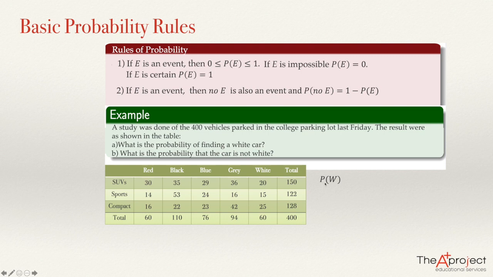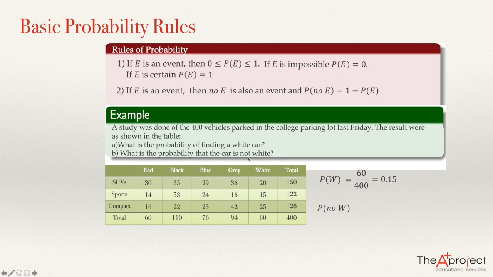So let's compute it. I know the number of cars, and I know also that there are 60 white cars. If you notice here, this 20 means that there are 20 white cars that are SUV, and there are 15 cars that are sports, white cars. So in total, there are 60 white cars. And if we want to compute the probability to be white, choosing one randomly, it will be 60 over 400. So it will be very easy to compute. 60 over 400 is equal to 0.15 or 15% using your calculator.